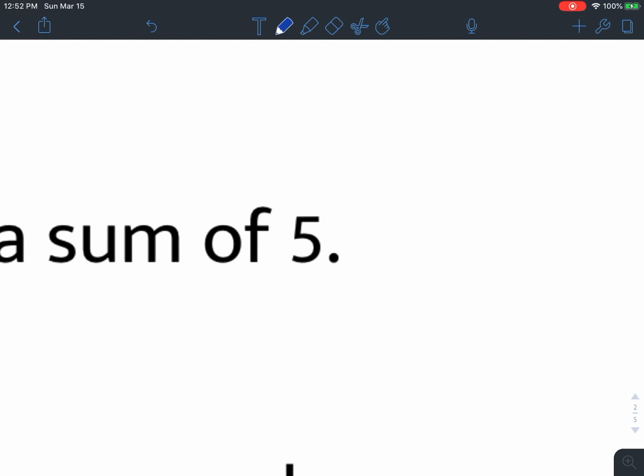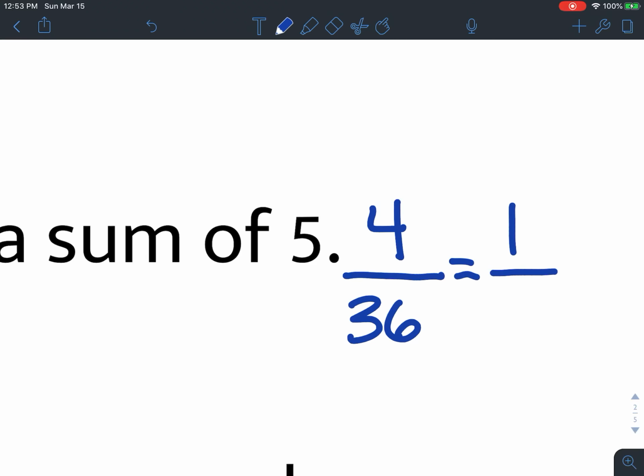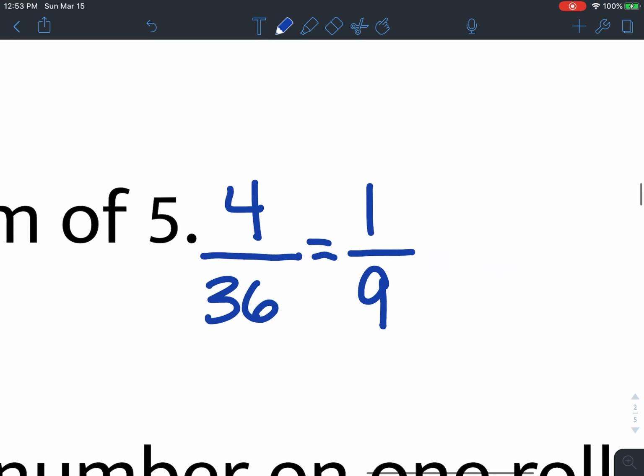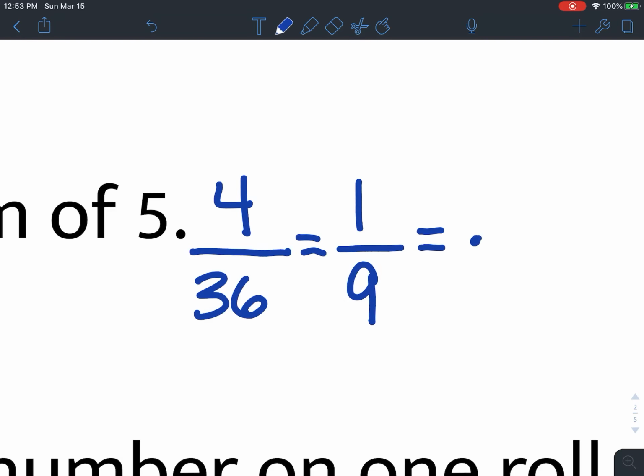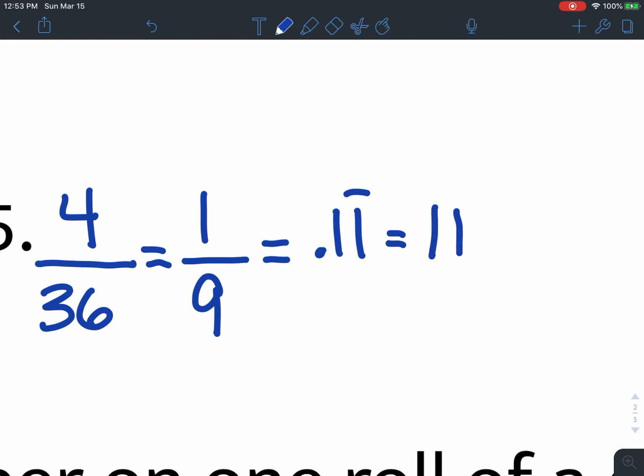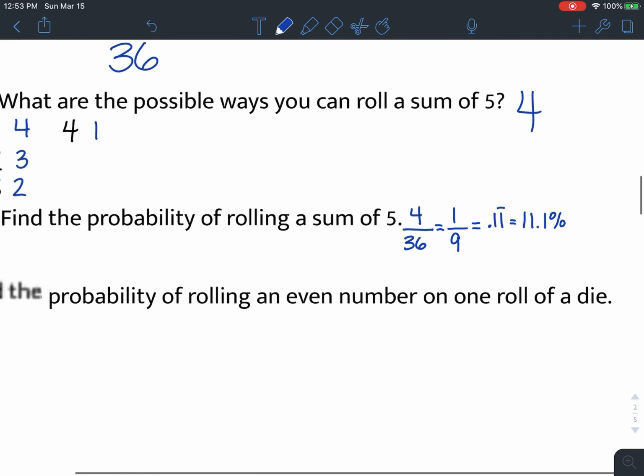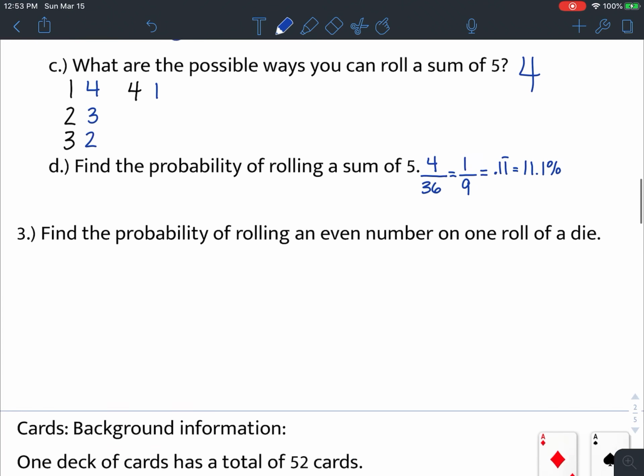So what's the probability of rolling a sum of 5? Well, we found 4 different ways we could get a 5, and we know that there are 36 different outcomes that could occur. So 4 out of 36 reduces to 1/9, and that is 0.11111 repeating as a decimal, or 11.1%. Yes, I just double-checked that on my calculator to make sure.